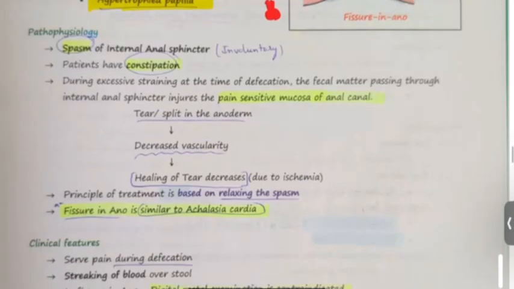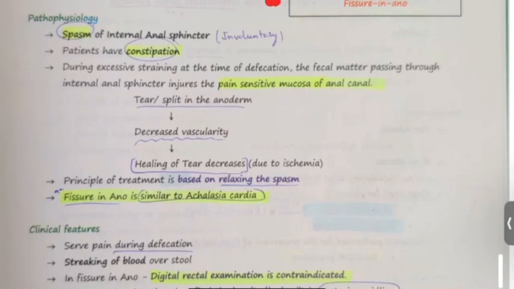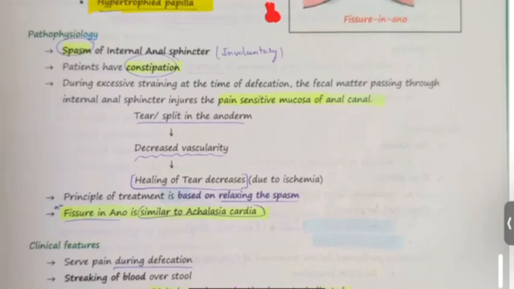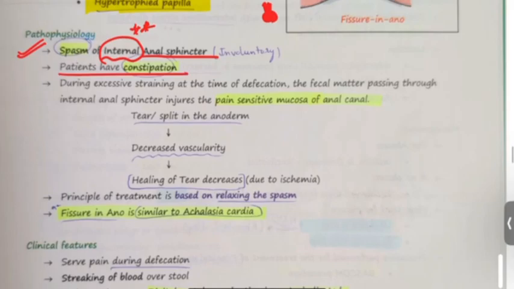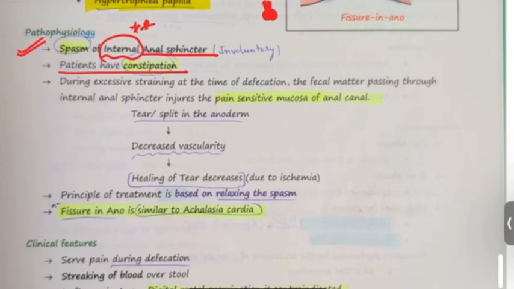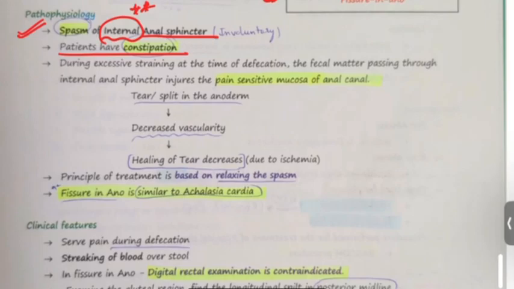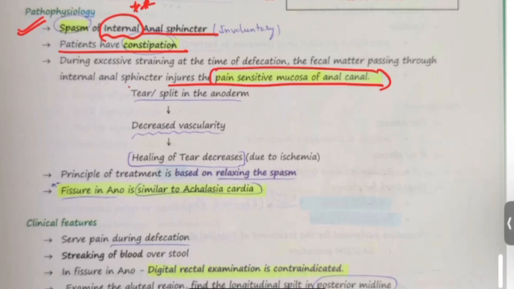Okay, so what is the pathophysiology here? Usually because of this fissure there will be spasm of the anal sphincter, that is internal anal sphincter, which is involuntary anal sphincter. Patients will have constipation. Patient is unable to pass stools because the sphincter is not relaxing. Because of this reason there will be excessive straining again. So during excessive straining, at the time of defecation, the fecal matter passing through this internal anal sphincter, suppose if it opens, then there will be injury to the pain sensitive mucosa of the anal canal. Okay, this will lead to tear or split in the anoderm, basically forceful opening of the internal anal sphincter.